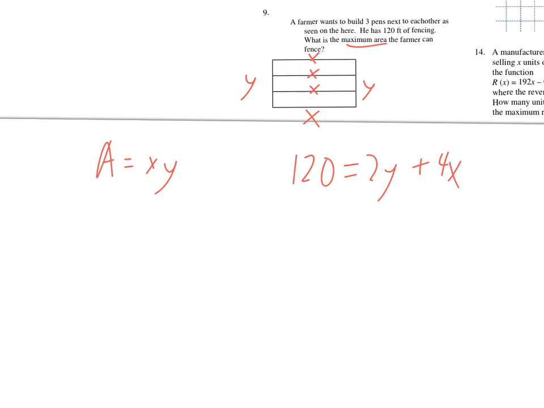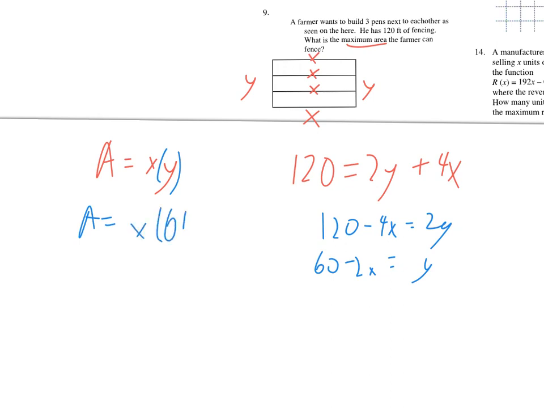So what I'm going to do then is I'm going to isolate either one of these variables. I'll go ahead and isolate y. So 120 minus 4x equals 2y. And so y equals 60 minus 2x. So then I'll substitute that in right there. So that would be x times 60 minus 2x. And we get negative 2x squared plus 60x. And so now we'll go ahead and maximize this, which is find the vertex.